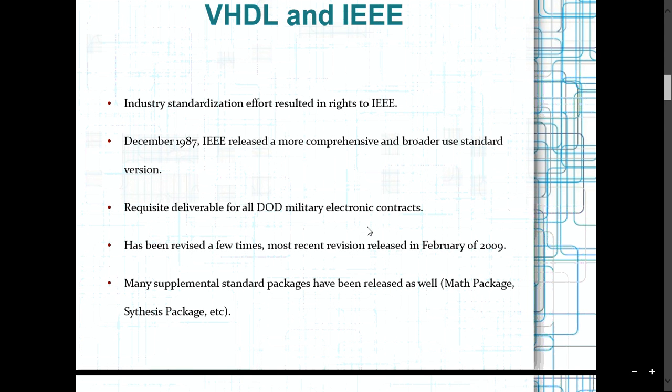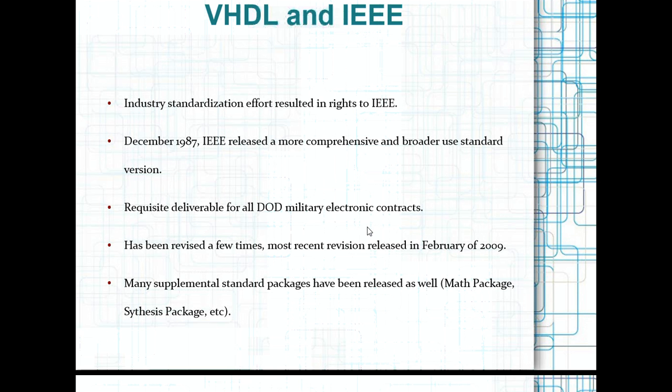As part of the industry standardization efforts, all rights to VHDL were given to IEEE. The original version developed by DoD, version 7.2, was changed substantially to encompass a broader scope. The developed version was recognized in 1987 and became a requisite deliverable for all DoD military electronic contracts. Since being turned over to IEEE, it has been revised a few times, and the most recent revision was released in 2009. In addition, many supplemental standards have been released to accompany VHDL.